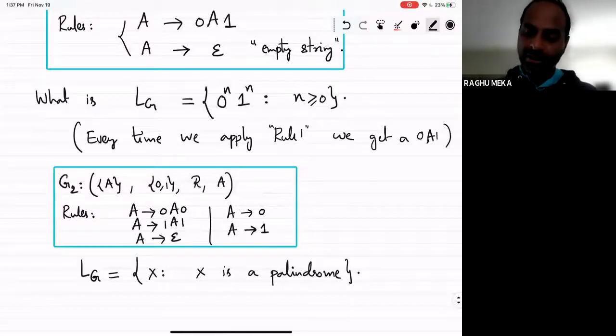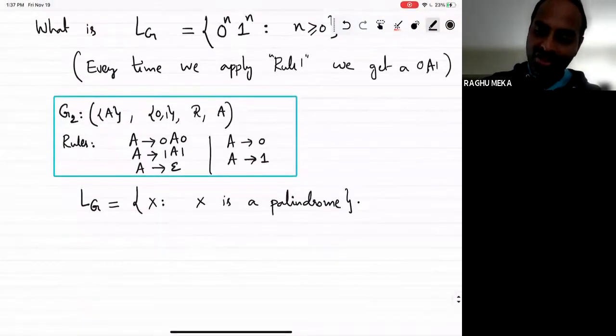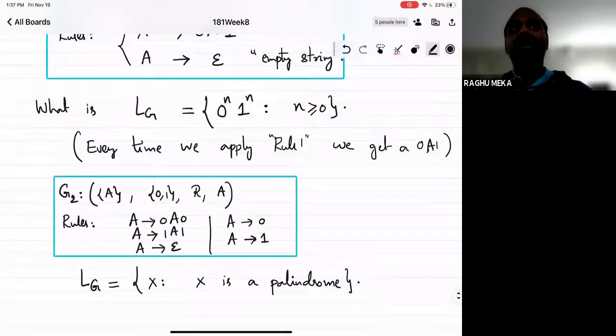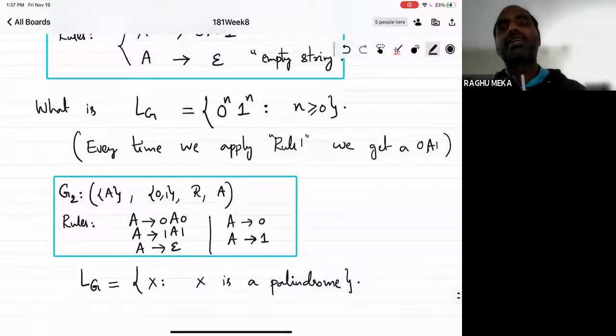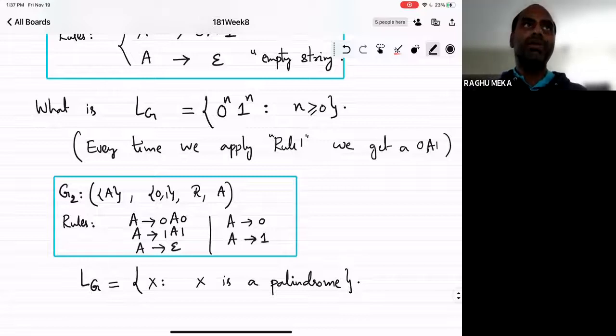Okay, and you can already see that these 2 are actually non-regular languages, right? So context-free languages are at least not contained in regular languages. These are 2 languages which we know are not computable by DFAs, but are computable by context-free grammars.